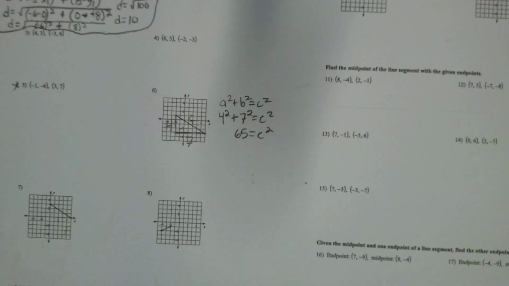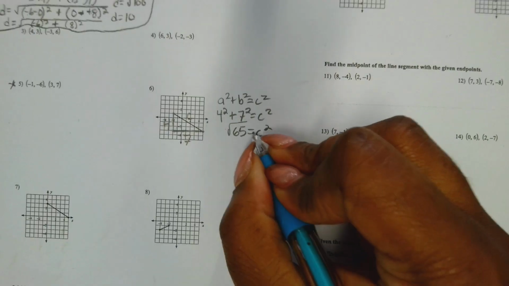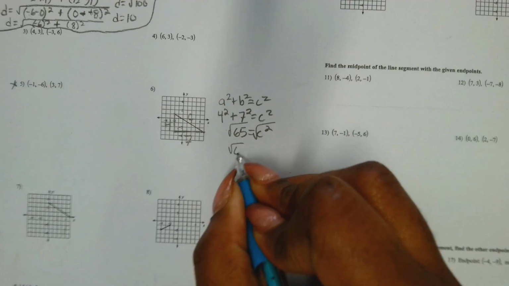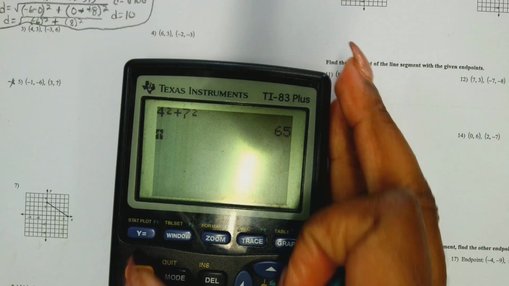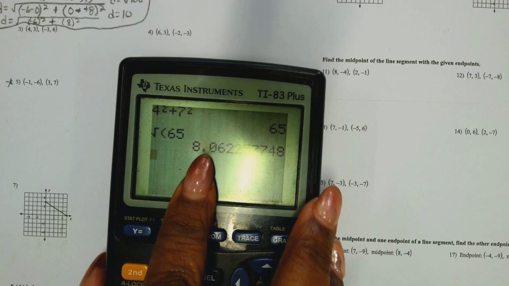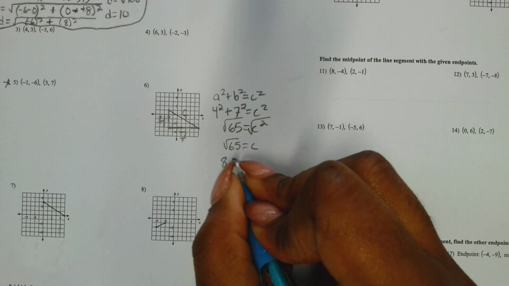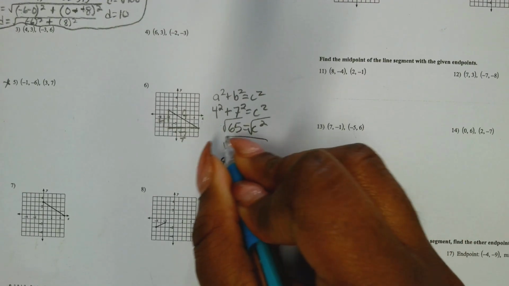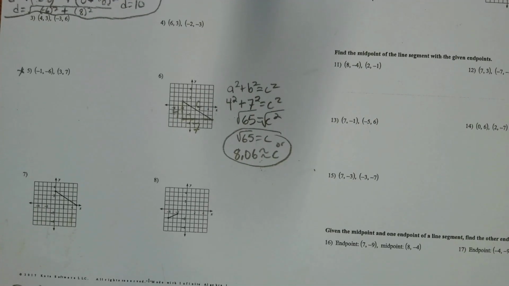Okay, when we solve for C, we have to get rid of the squared. What's the opposite of squaring a number? Square root. So my answer is the square root of 65, or we can write it as a decimal. Second function, x squared, 65. 8.06. Okay, about 8.06. Questions? Raise your hand if you are still writing. Anybody still writing?